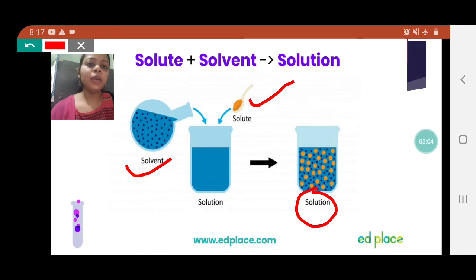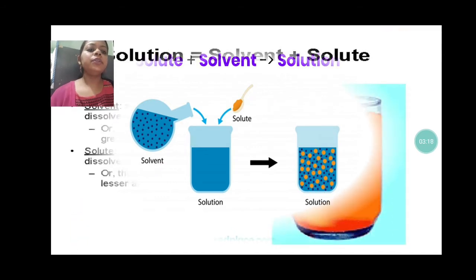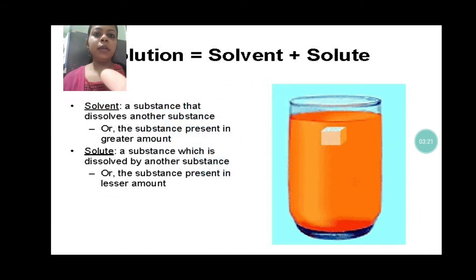Okay, so I hope you all have understood. Solutes are the substances that are dissolved into the solvent, and after mixing solute and solvent we get solution. Now we are going to discuss one more time the definition. Solvent, a substance that dissolves another substance, or the substance present in a greater amount. Solute, a substance which is dissolved by another substance, okay, and it is present in lesser amount.